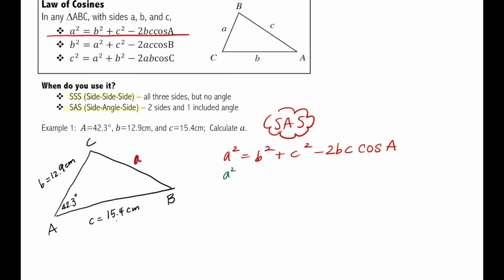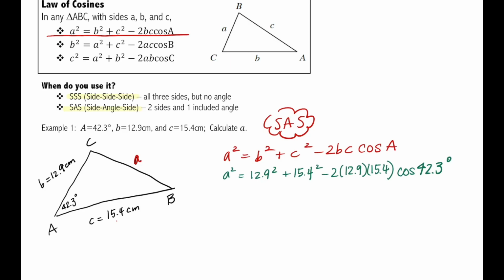So a squared is going to be left as a variable because that's what I'm solving for. b is 12.9, so 12.9 squared plus 15.4 squared minus 2 times 12.9 times 15.4 with cosine of angle A, which I know is 42.3 degrees.